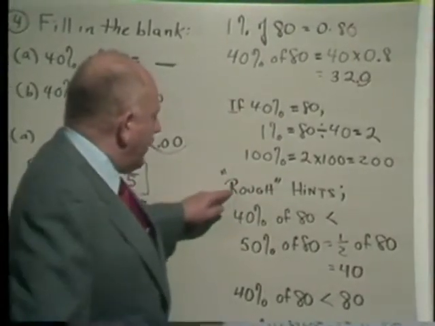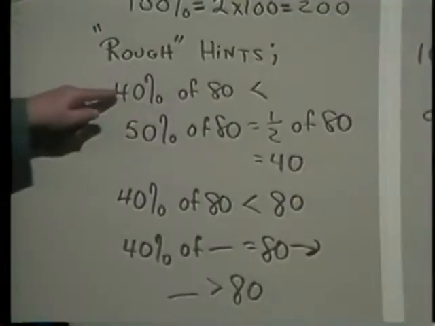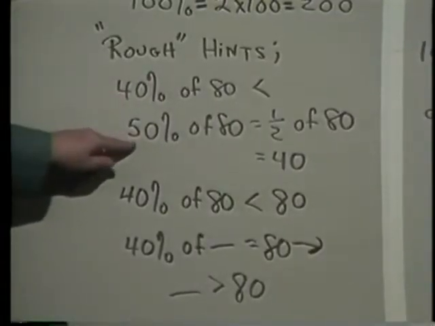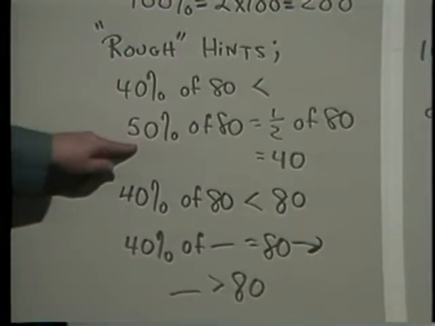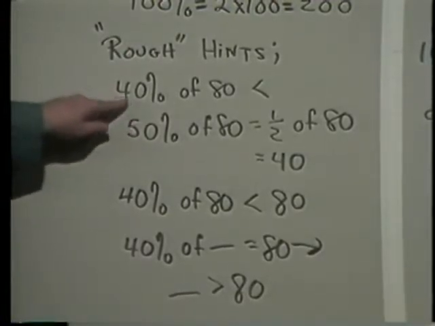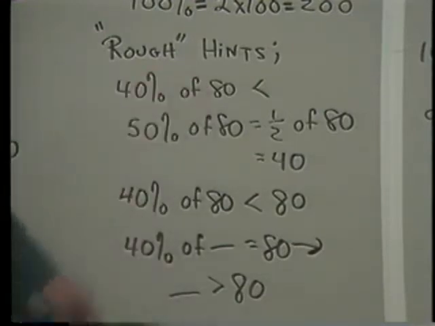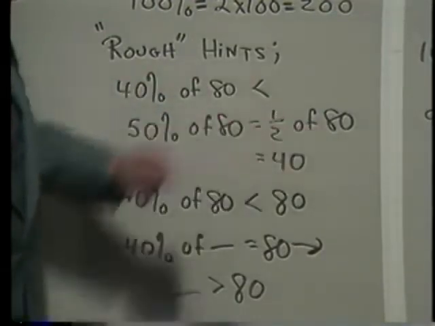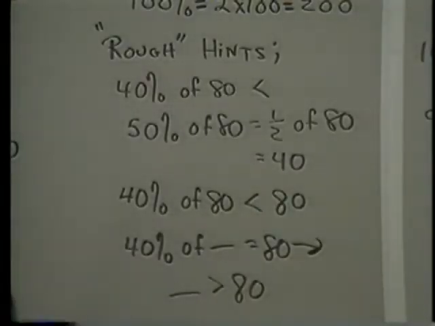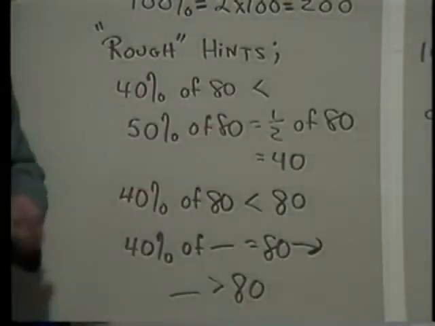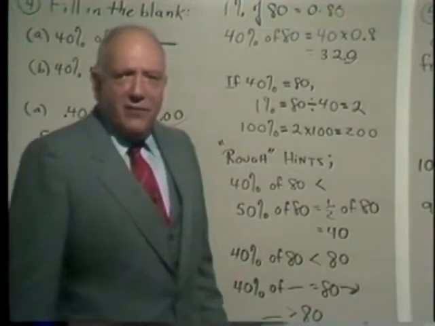And what are the rough hints again? Let me show you some more things. 40% is less than 50%. And 50% is half. So whatever 40% of 80 is, it's less than 50% of 80, which is half of 80, which is 40. So before you even start part A, the thing you should know is what? That the right answer is less than 40.